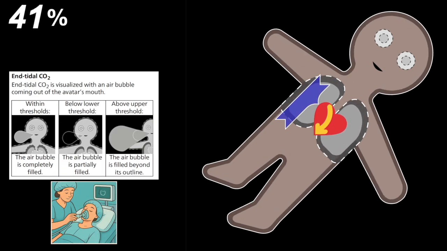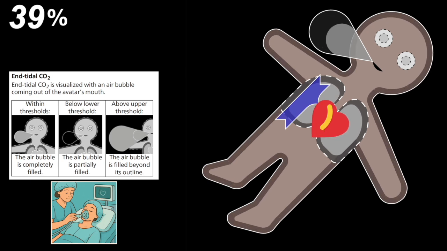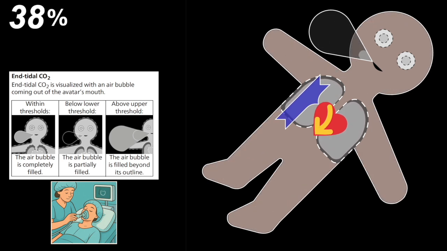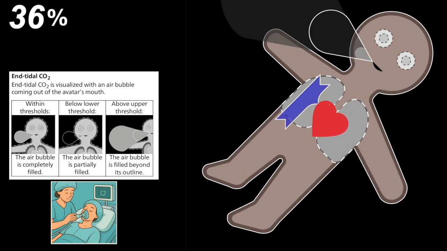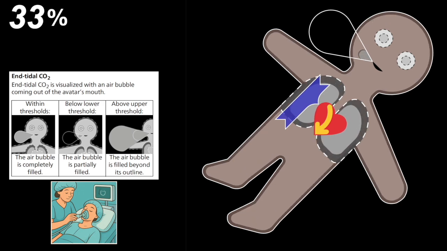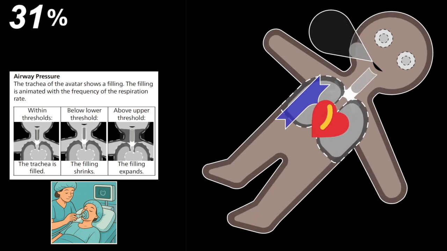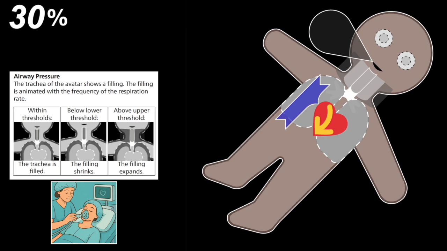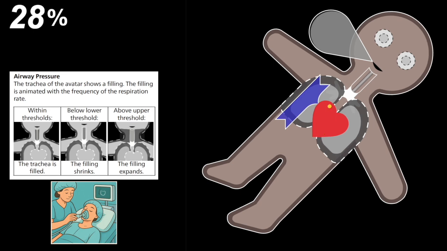Now we connect the patient to a ventilator, and you will also see the expiratory CO2 cloud, which can be safe, too high, or too low. The patient just barely exhales CO2. We also get airway pressure from the ventilator. This is the safe airway pressure, a high airway pressure, or a low airway pressure.